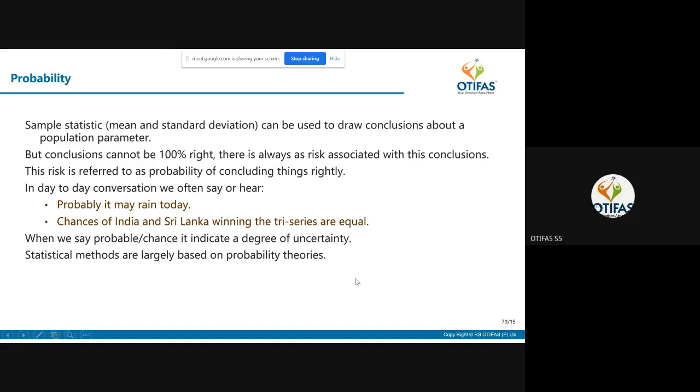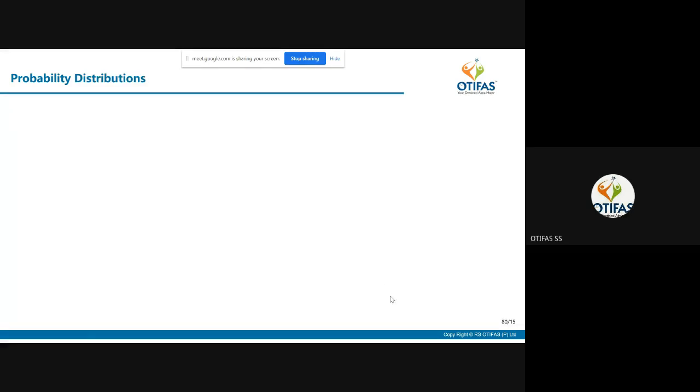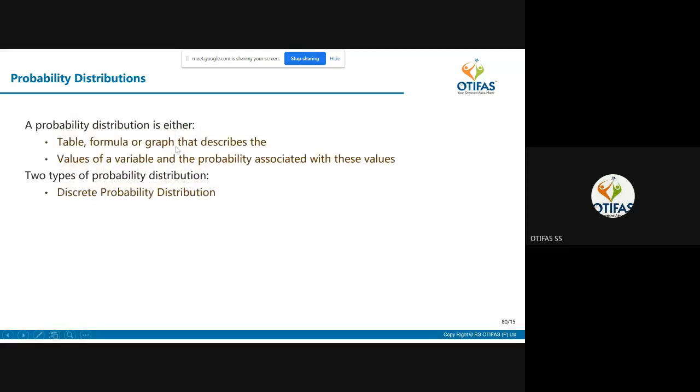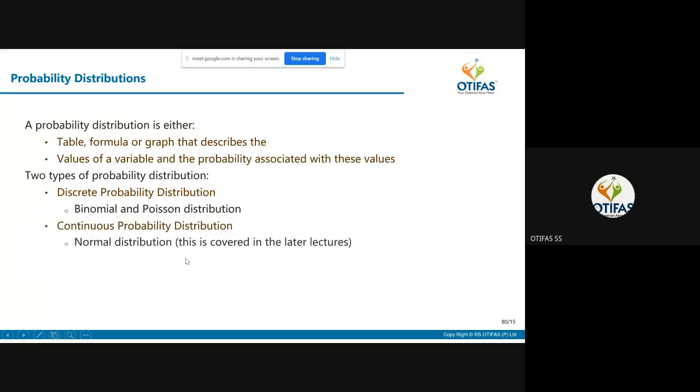Statistical methods are largely based on probability theories, and we draw conclusions based on probability distributions. Now, what is probability distribution? You have a frequency distribution. Instead of frequency, if you put the probability, then you get a probability distribution. So a probability distribution is a table, formula, or graph that describes the values of a variable and the probability associated with these values. There are two kinds of probability distribution: discrete, where we have binomial and Poisson distribution, and continuous, where we have the normal distribution.